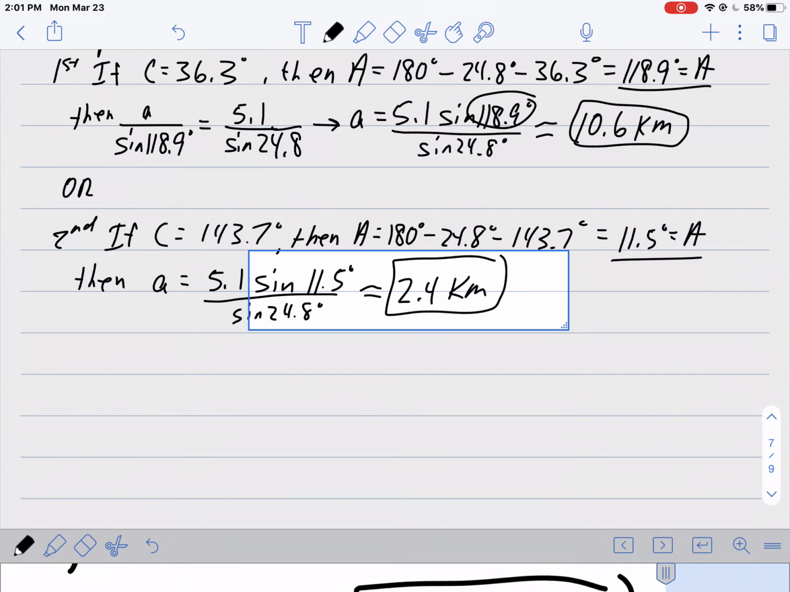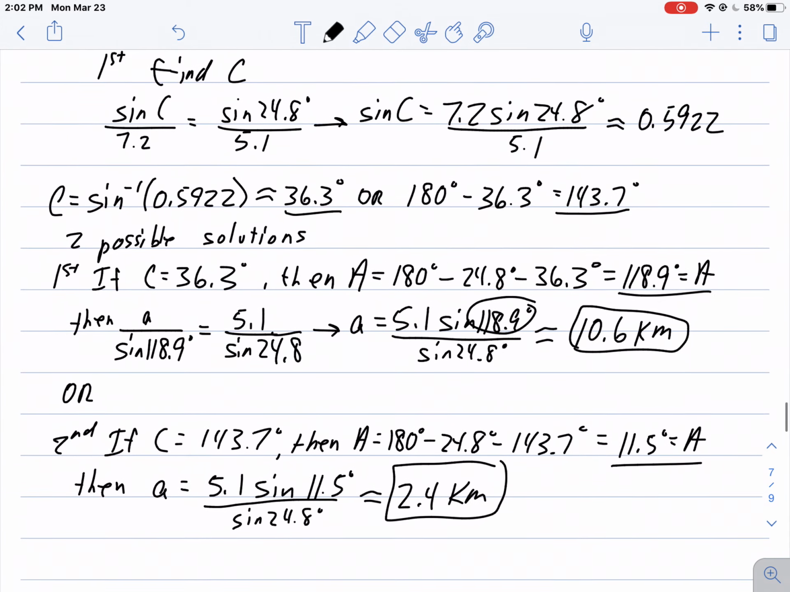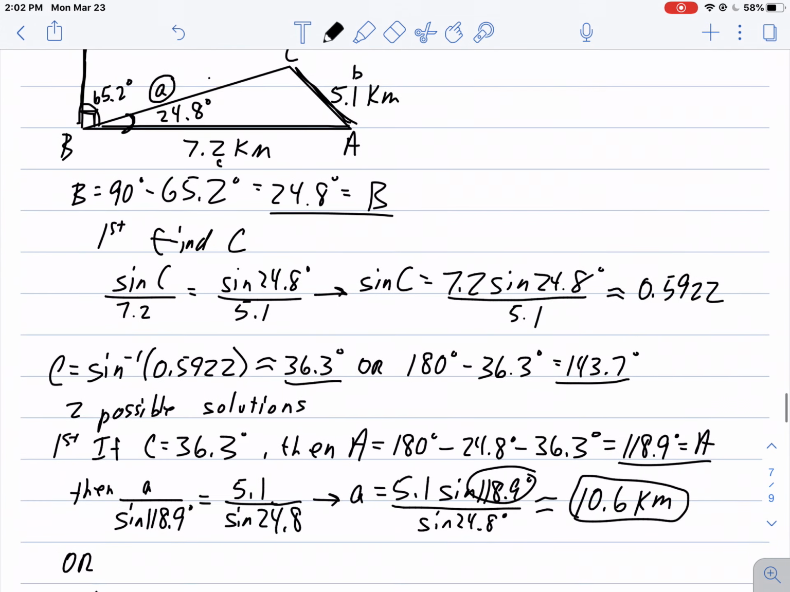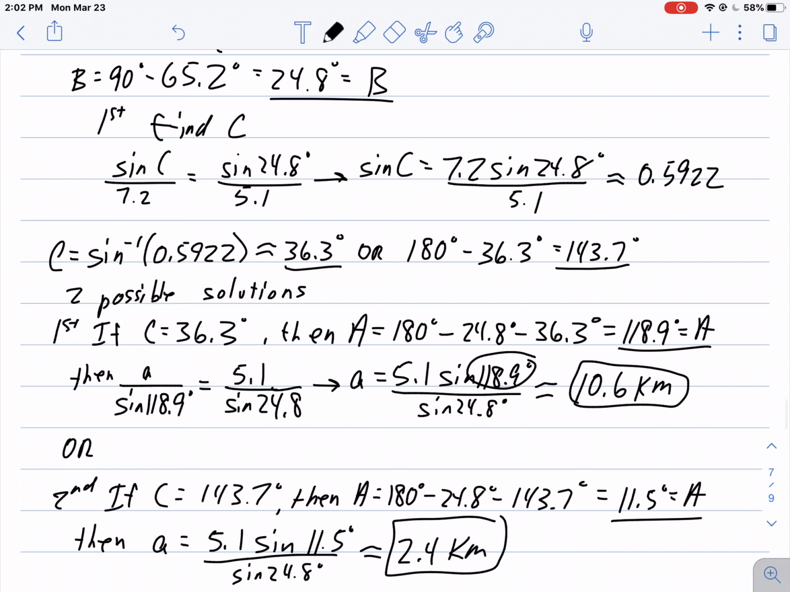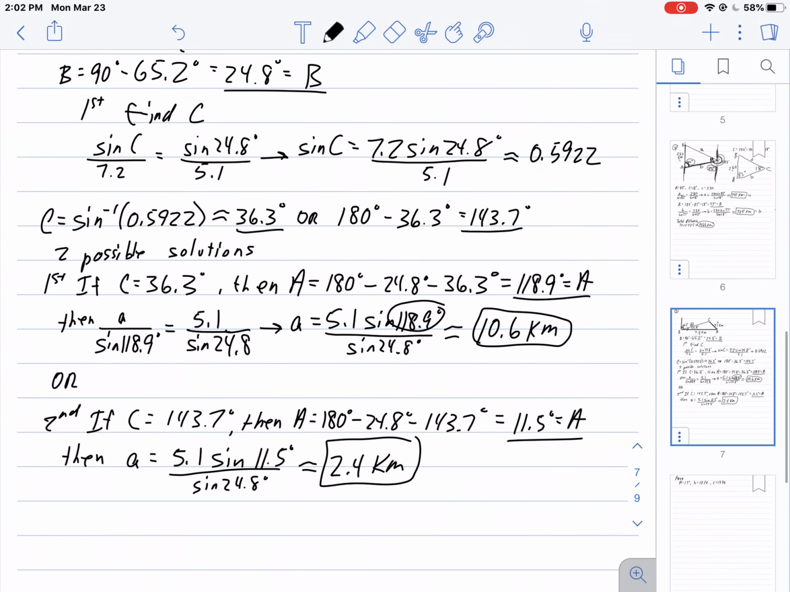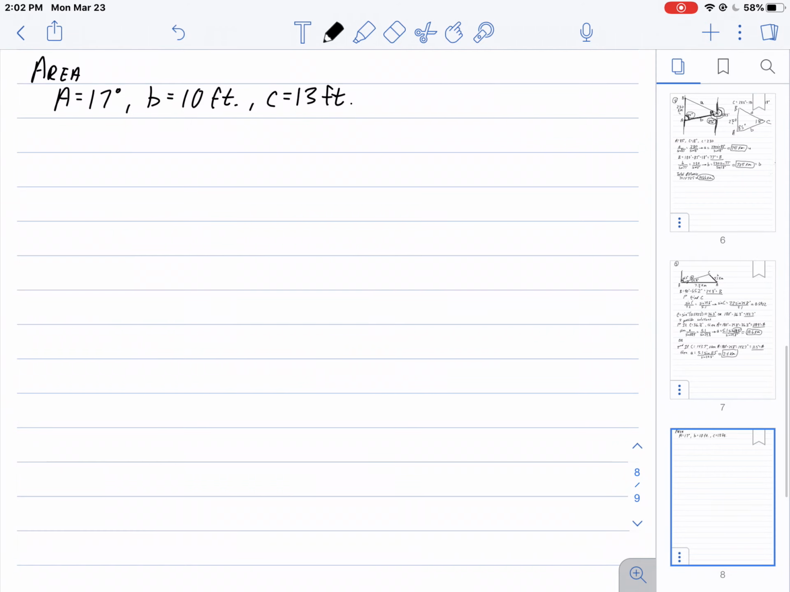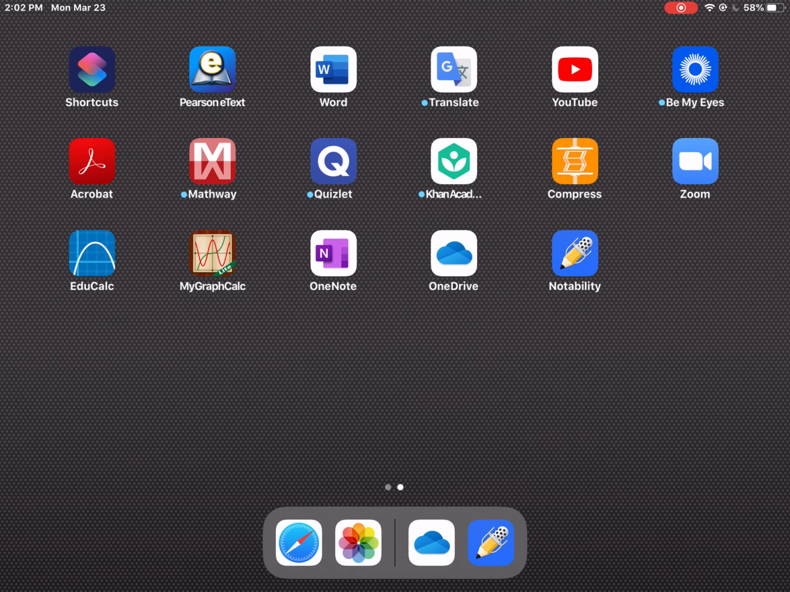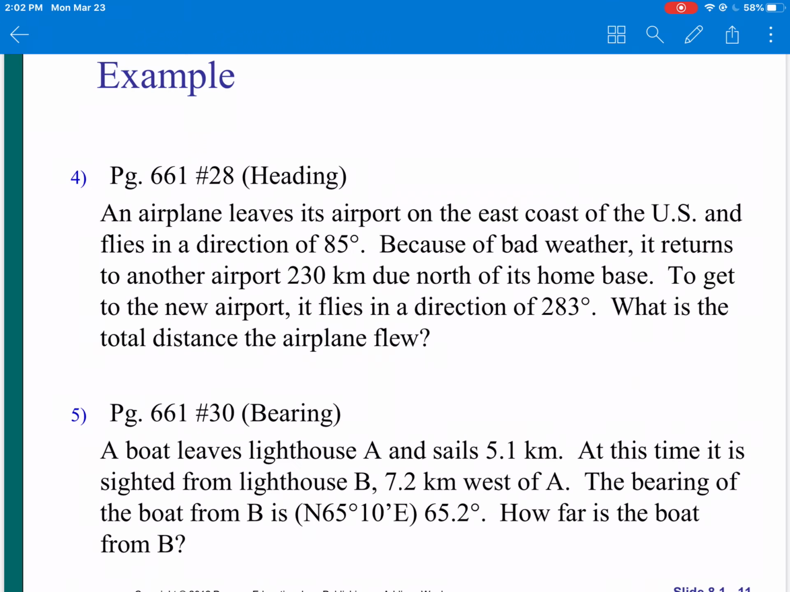Right? So yeah, it's a pain, right? It's a bit of work with these ambiguous cases, with the SSA case, but you've got to be on the watch for it. Unfortunately, it's part of the deal. Right? All right, so that's solving the triangles.